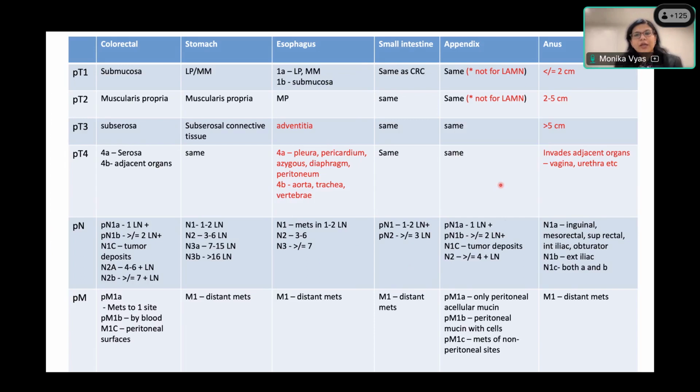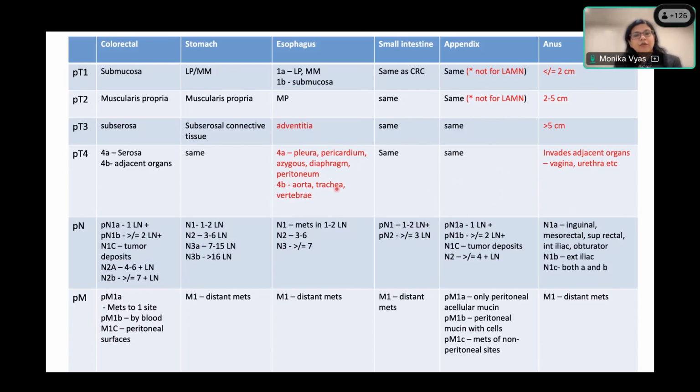Another organ that is special is appendix, because staging for appendiceal neoplasms, especially the low-grade appendiceal mucinous neoplasms, is not the same as adenocarcinomas. So you do not have a pT1 and pT2 stage there. Any tumor which is involving the structures before muscularis propria is still considered as pTis. So definitely have that handy while staging your appendices.